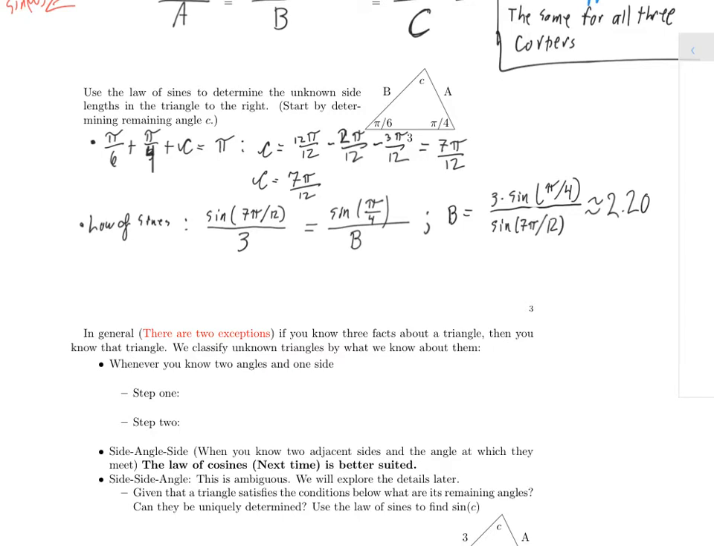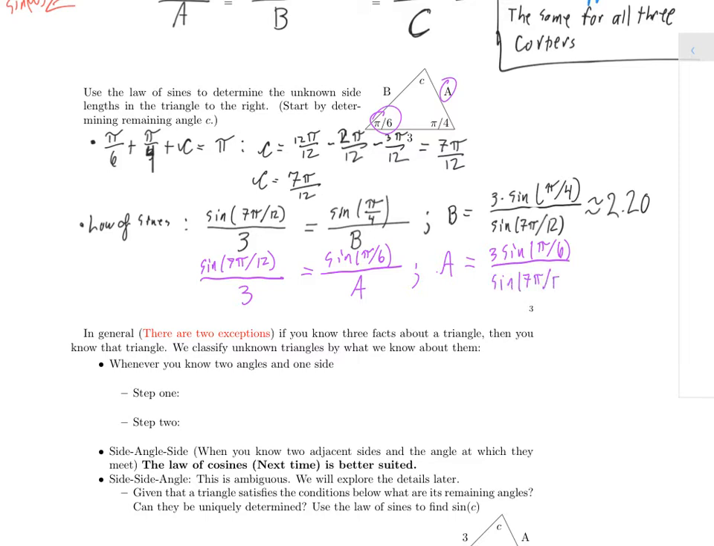So, same thing. Also by the law of sines, I'll switch colors. Sine of 7 pi over 12 divided by the length of the side opposite, 3, is equal to, and this time I want to figure out things about A, so I will use that opposite pair to find that information. Sine of pi over 6 divided by A. Again, can we solve that for A? Of course we can. We'll wind up with A equals 3 sine pi over 6 divided by sine 7 pi over 12.